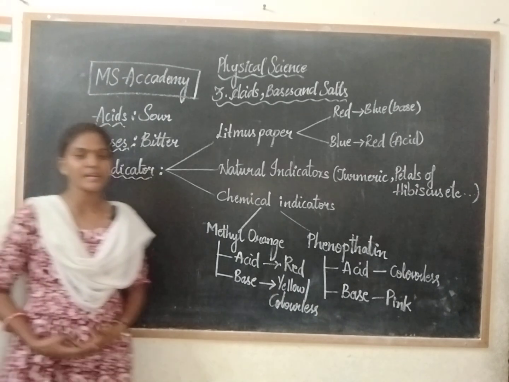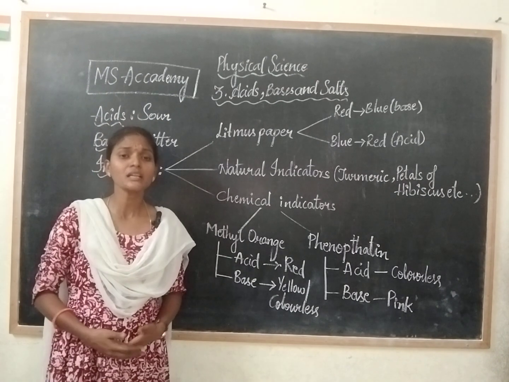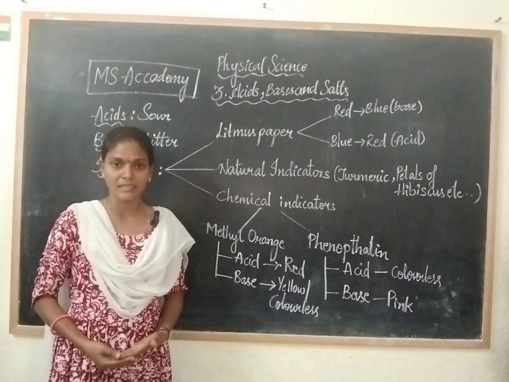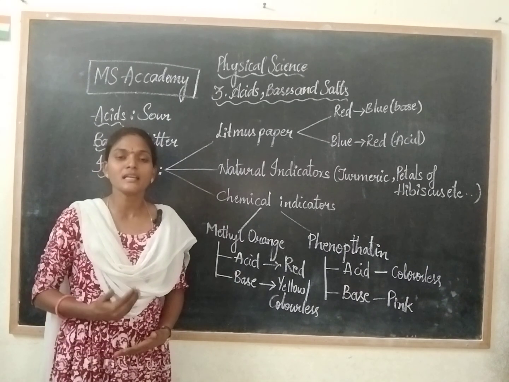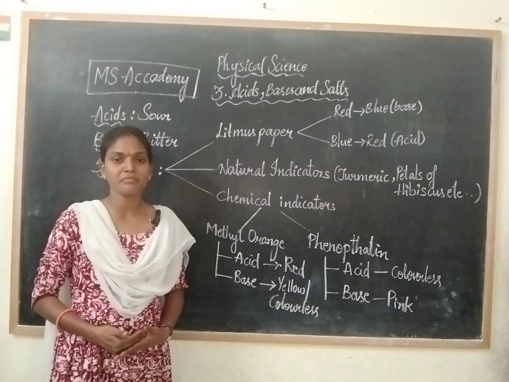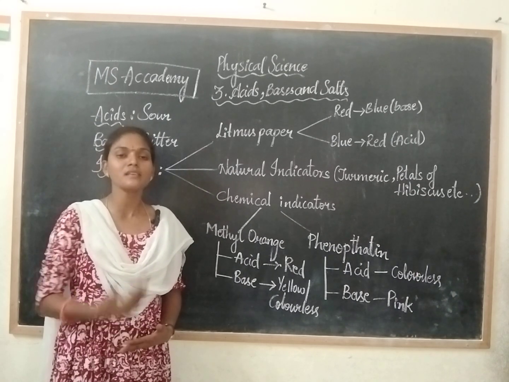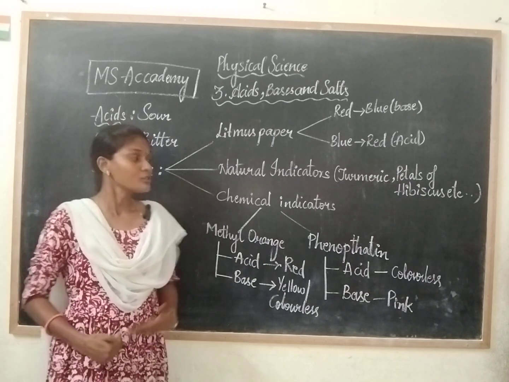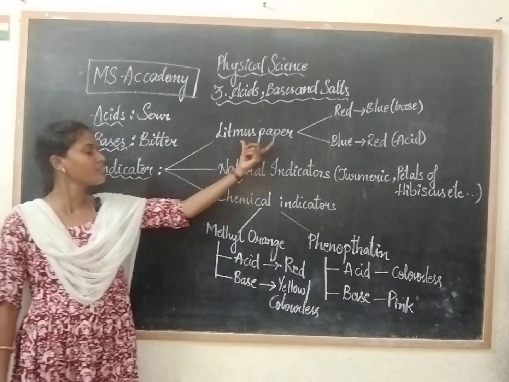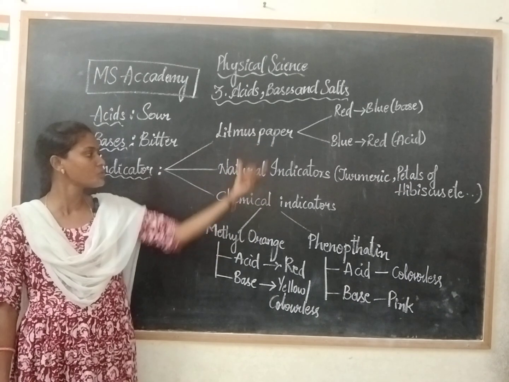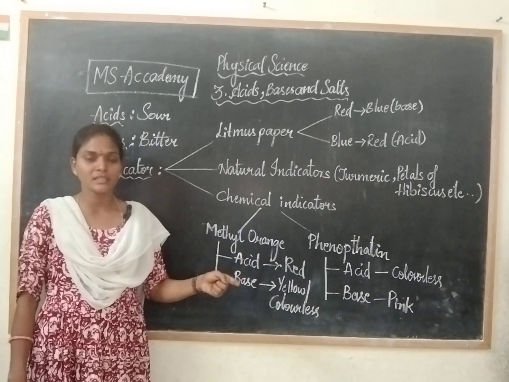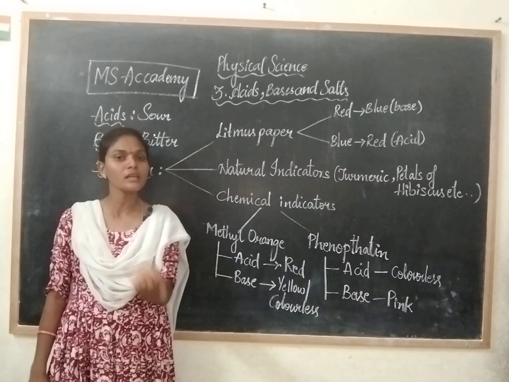In order to identify whether a substance is an acid or a base, we use an indicator. What is an indicator? An indicator is a substance which is used to identify whether a substance is an acid or a base. These indicators are divided into three types. Majorly, we use these three types of indicators in order to identify whether the substance is an acid or a base.